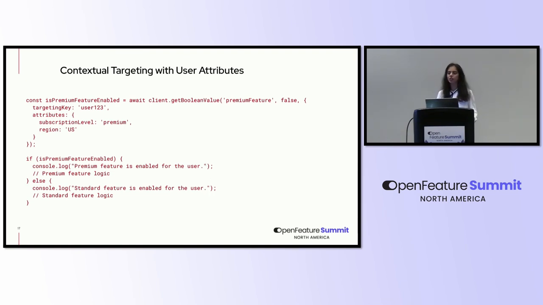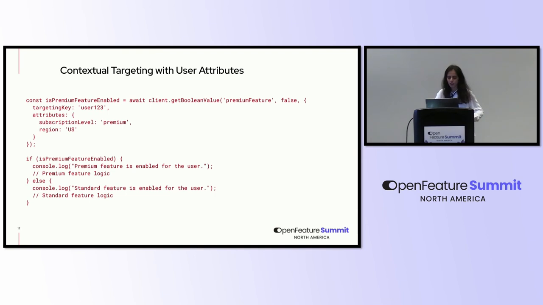And the next is contextual targeting with user attributes. This is one of the powerful features of OpenFeature, which has the ability to target feature flags based on user attributes and environment context. By passing contextual information like user ID, location, or subscription level, teams can customize the experience for specific user segments. So let's understand this snippet of code.